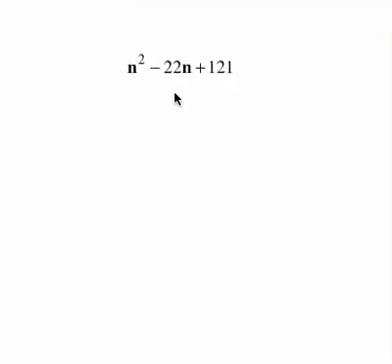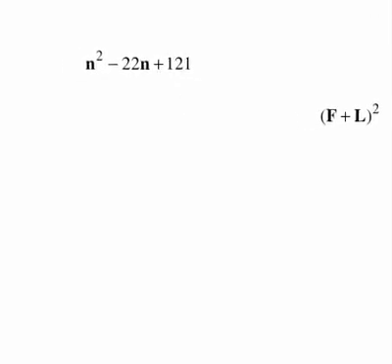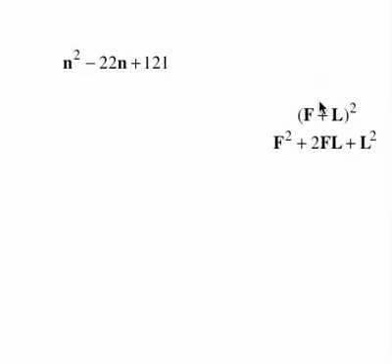So we have n squared, take away 22n plus 121. All right, let's just talk about that for a second. If you had some binomial squared, first plus last all squared, it will give you the first term squared plus 2 times the first times the last plus the last term squared.